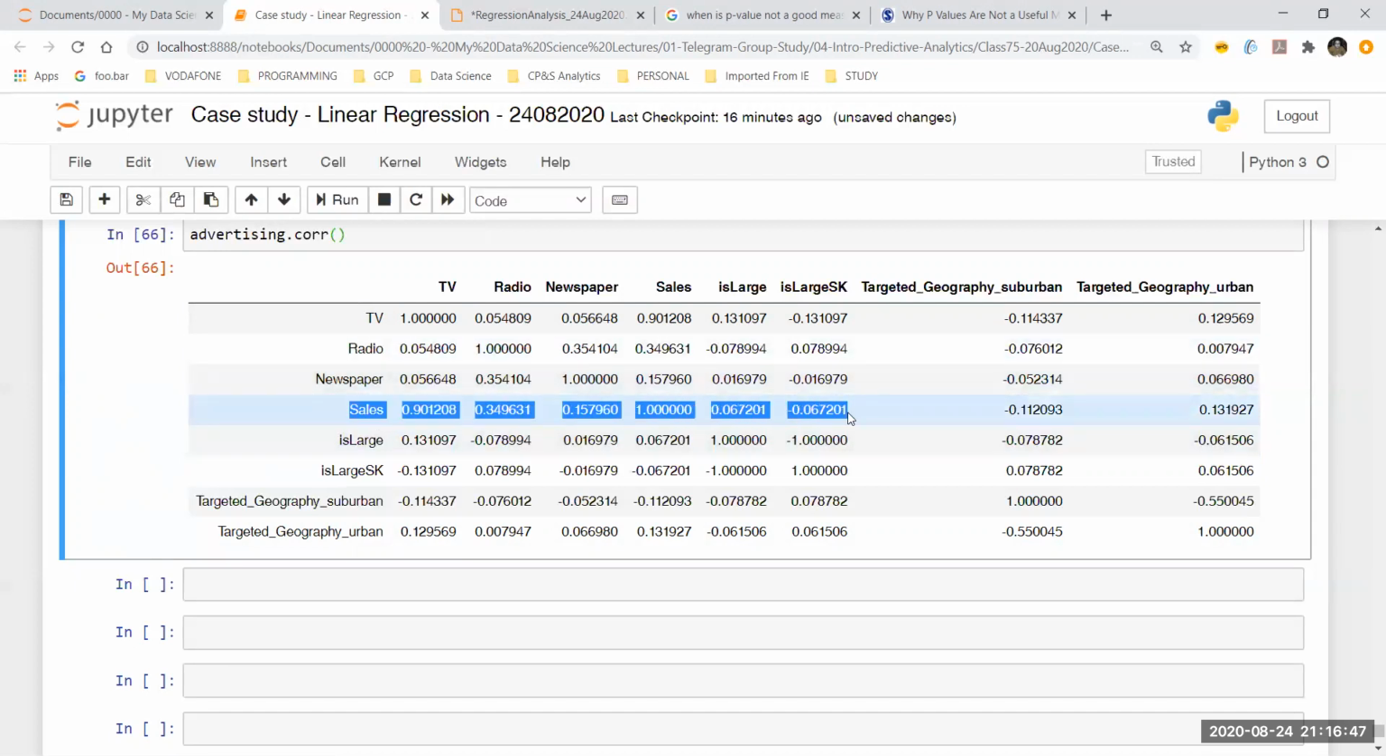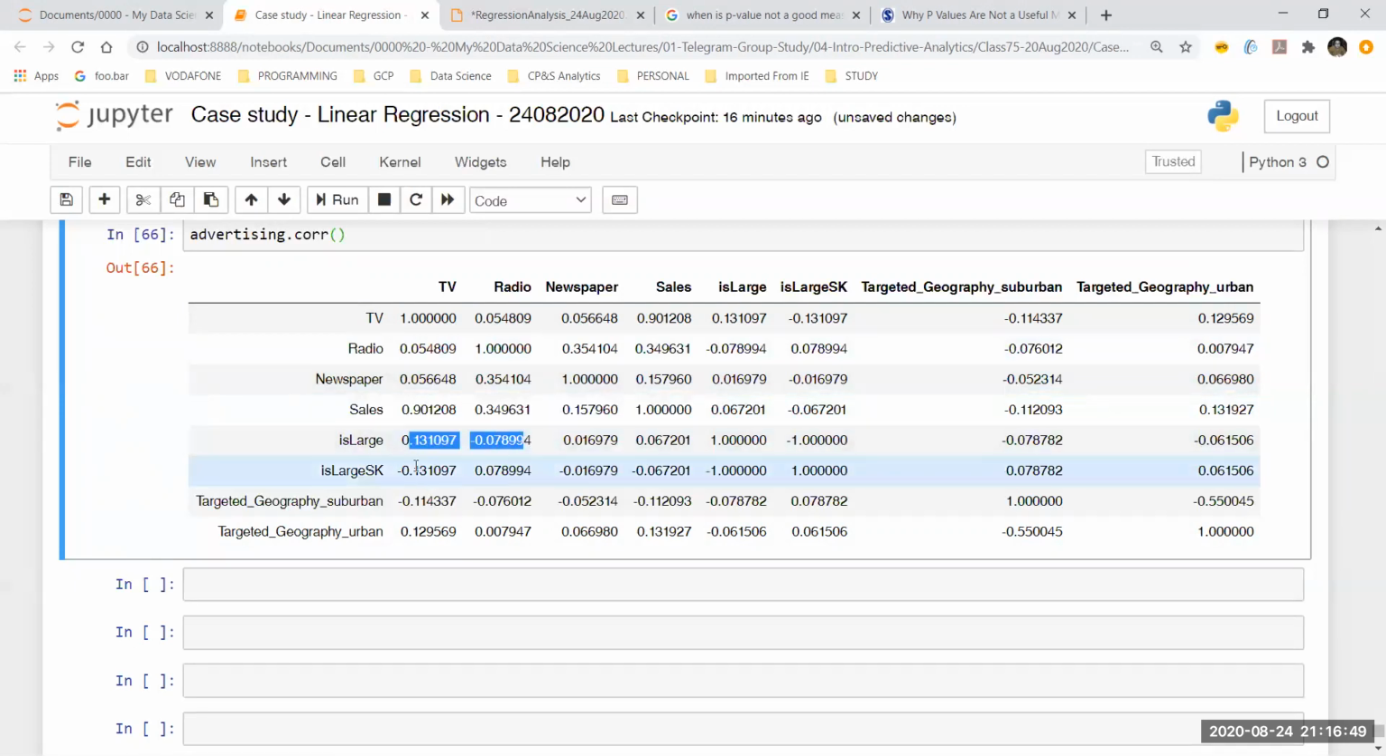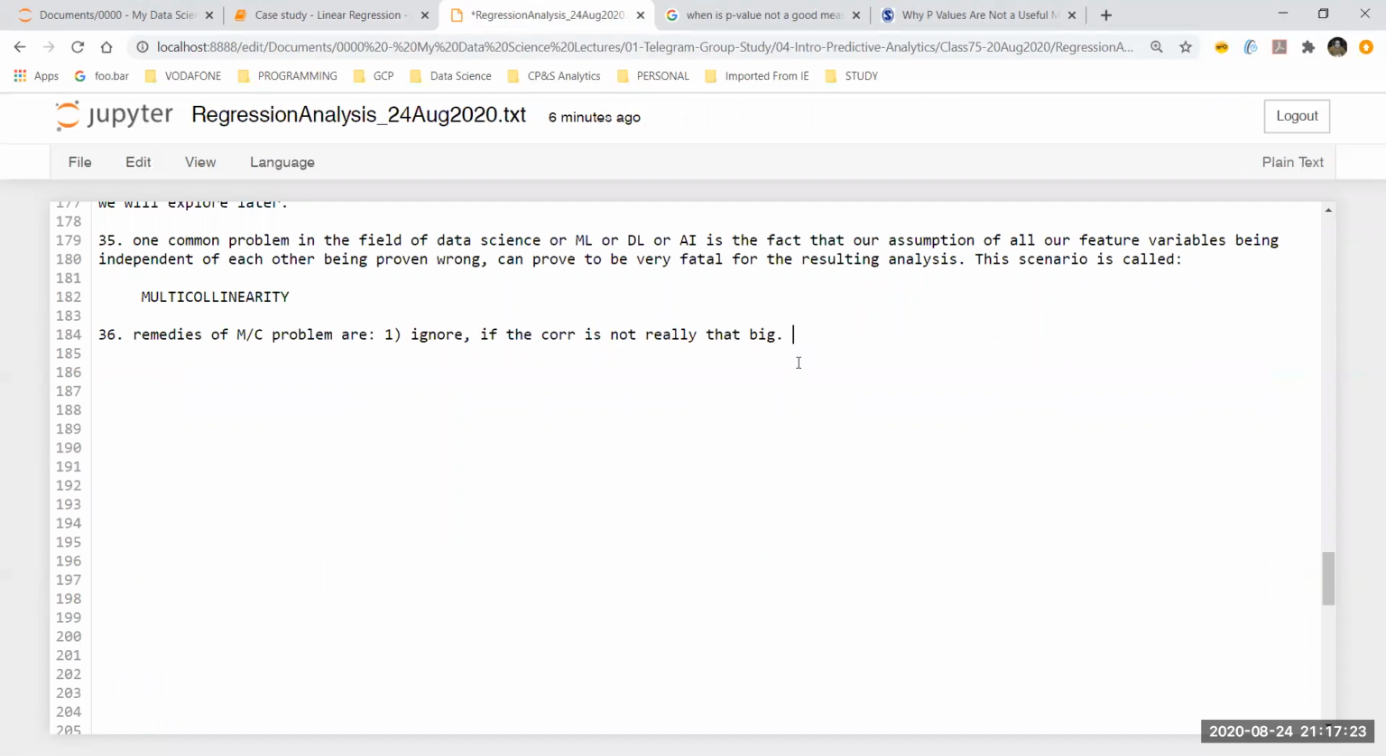This is okay. You can ignore its portion. Look at this. This is not so positive, not so negative. I mean, it's not really that big. There is a positive correlation between newspaper and radio, and yes, you can take a decision, but it is really not that big. So in this case, we can choose to ignore the multicollinearity problem because it is not causing a problem for us, right? So that's the remedy number one. You can ignore if the correlation is really not big.